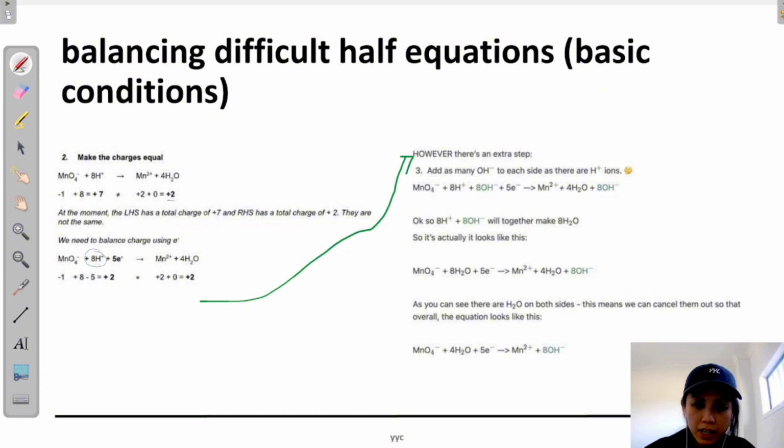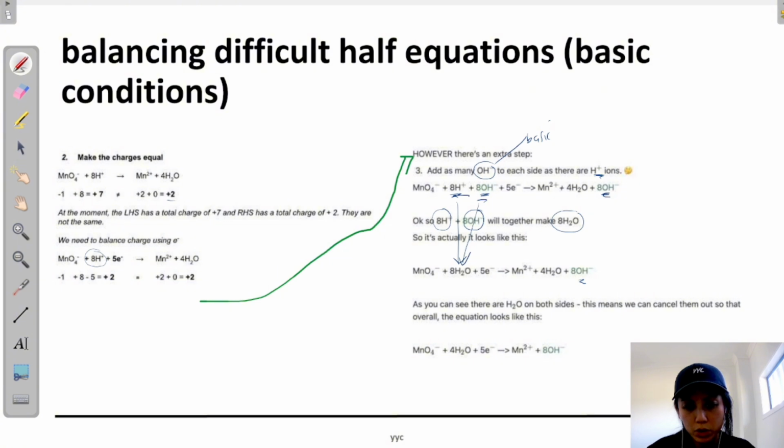Add as many hydroxides, because hydroxides use a base or basic conditions, to each side, as many as there are hydrogen ions. So if there are 8 hydrogen ions, you add 8 hydroxide ions, but make sure you do it on both sides. What will happen here is when you have the 8 hydrogen ions and 8 hydroxide ions, they'll come together and make water. So now instead of writing these two, these have become this. You've got an overall net of 8 hydroxide ions on the right-hand side. Then you think to yourself, okay, well, you're almost there, but there are molecules or compounds on both sides that are the same that you can cancel out.